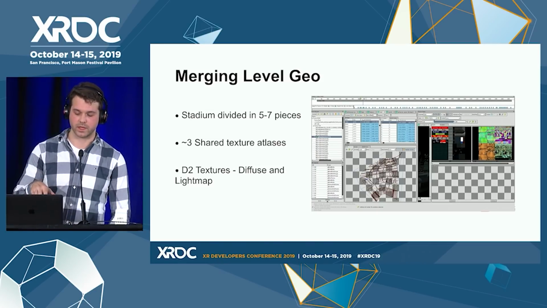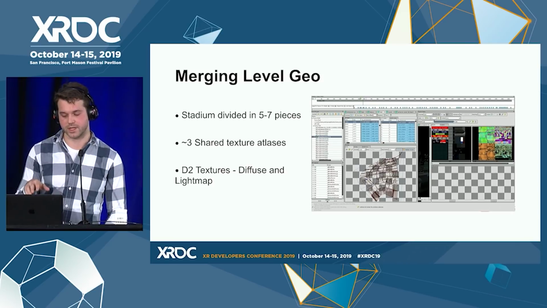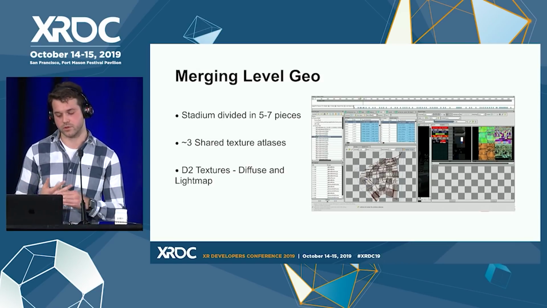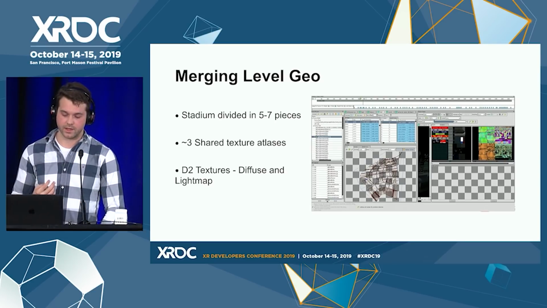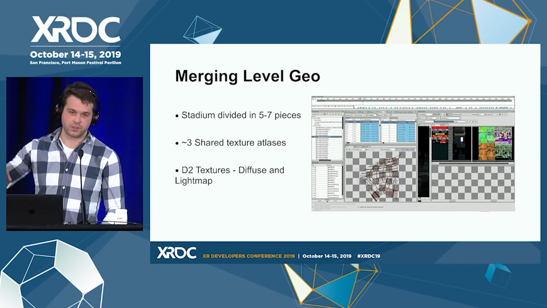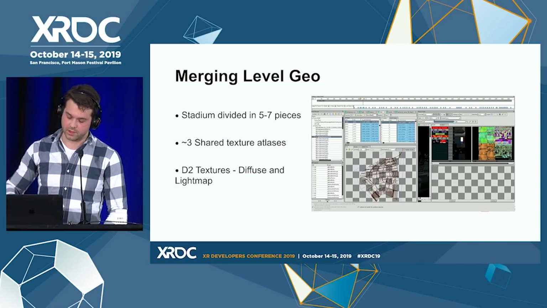In this one capture, you can see the only 2 textures that are attached to this draw call are essentially the diffuse map and the shadow map. So we used 3 texture atlases across the entire stadium.